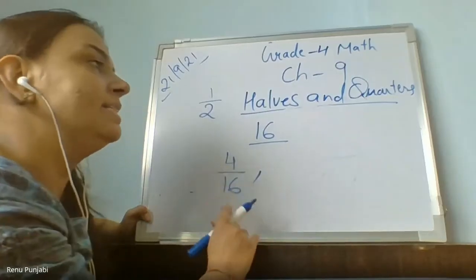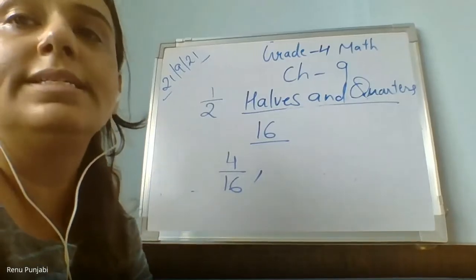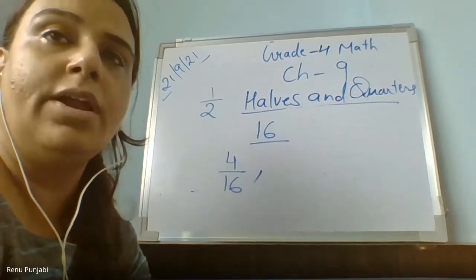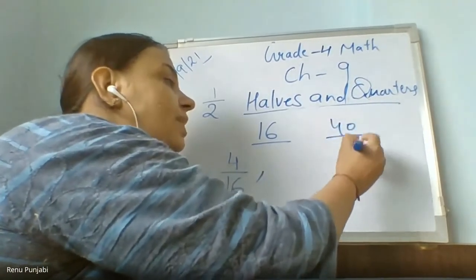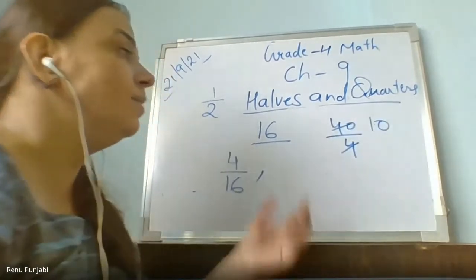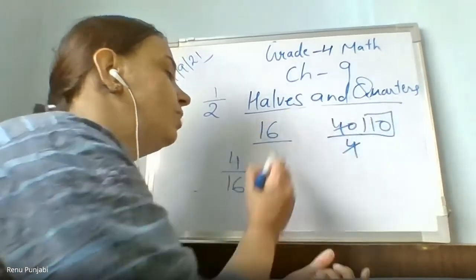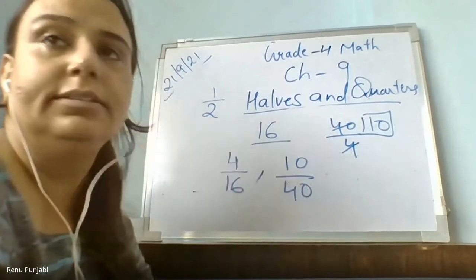Can you give me more examples for the quarter? Raise your virtual hand. 20 upon 40. 20 upon 40 is the half. 20 is the half of 40. If you want to find the quarter of 40, the quarter of 40 is 10, because 40 divided by 4 gives you 10. Always when you're finding the quarter, divide by 4. And if you want to write the fraction for that, 10 upon 40 will be the fraction.